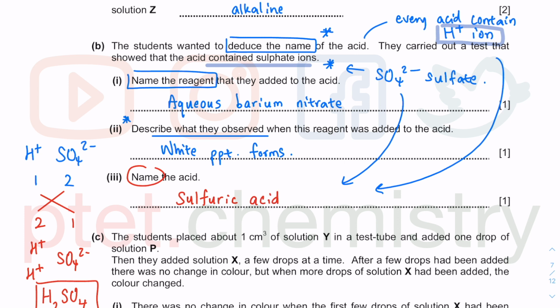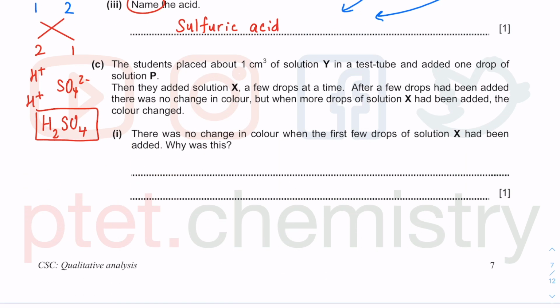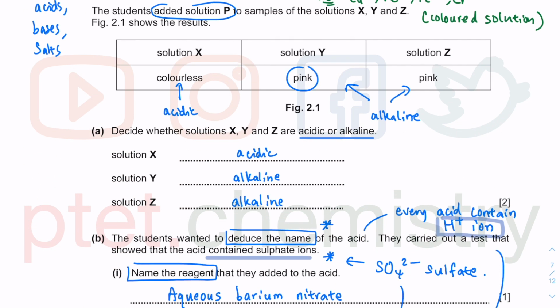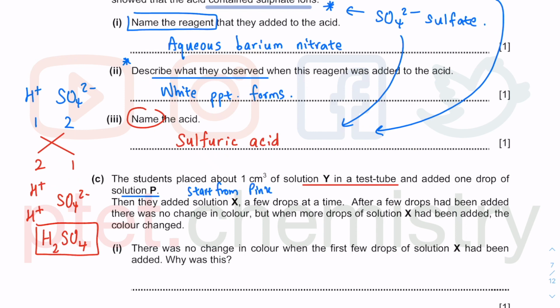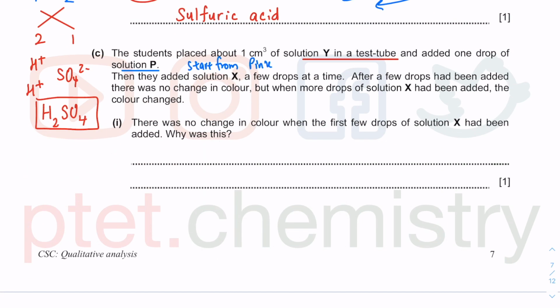As it reacts, sulfuric acid will form sulfate salt there. Part C, the student placed about 1 cm of solution Y in a test tube and added 1 drop of P. So P and Y is basically going to be pink. What we started from is pink, because the indicator and Y, which is alkaline, gave us pink as stated in the question earlier, if we read the question carefully.